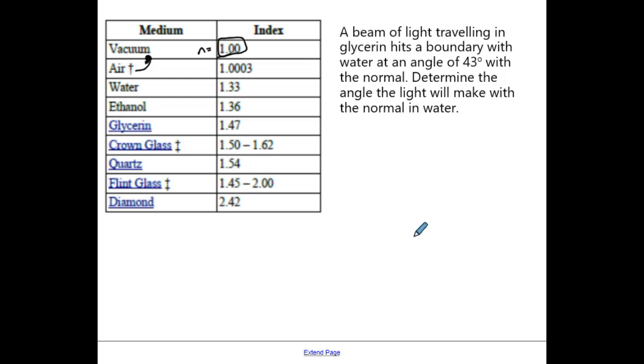So let's try an example here, and I'm going to illustrate how I like to solve these problems. I always try to draw a boundary, and this boundary really describes the fact that there are two different mediums. Hopefully you know what I mean by the word medium. It's the stuff that things are traveling through, right?